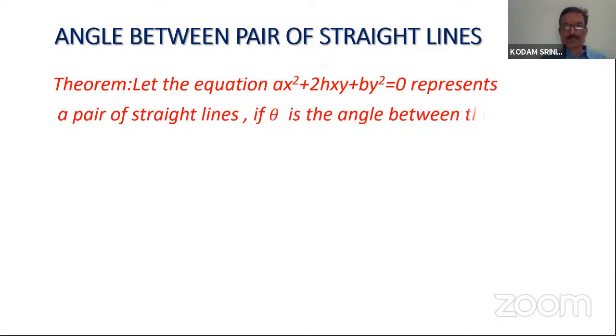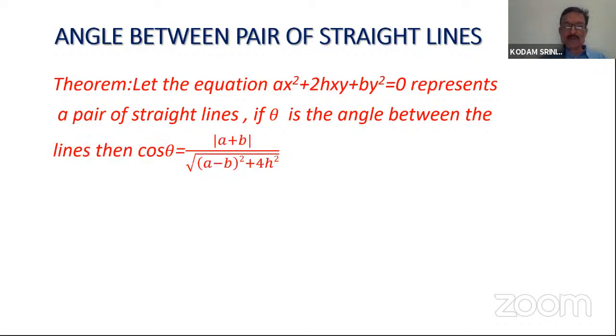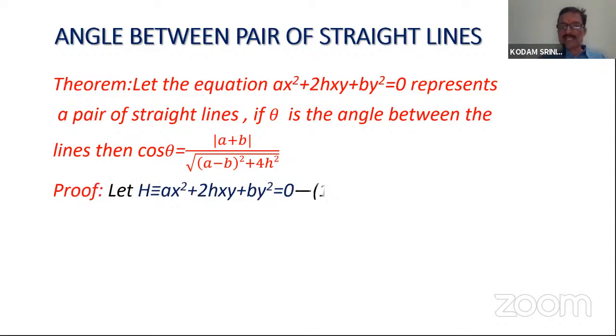Here let us discuss a theorem. Let the equation ax square plus 2hxy plus by square equal to 0 represent a pair of straight lines, and let theta be the angle between the given pair of straight lines. Now we have to show that cos theta equals modulus of a plus b by under root of (a minus b) whole square plus 4h square. Now let us prove the formula, that is cos theta equals modulus of a plus b by under root of (a minus b) whole square plus 4h square.